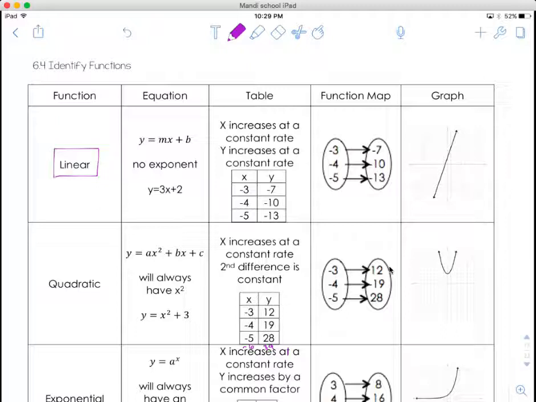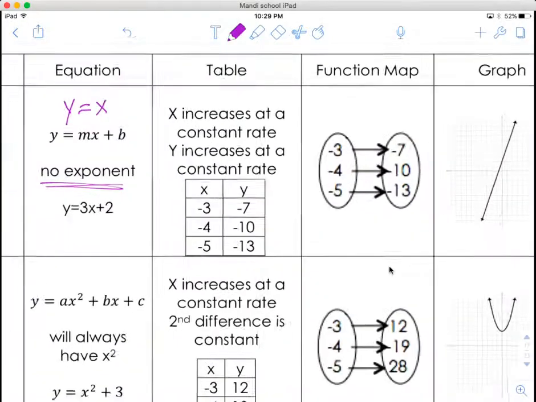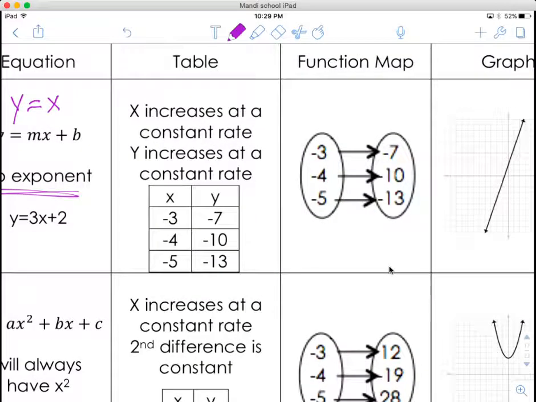So the equation for linear we know is y equals mx plus b, or we saw the other day, it could also be y equals x. So we've said that this doesn't have an exponent, it just has an x. We're getting pretty good about identifying that equation. I'm going to jump over here to the graph. We're also getting pretty good about identifying the graph of this. What we need to focus on is how do I identify this from a table or a function map?